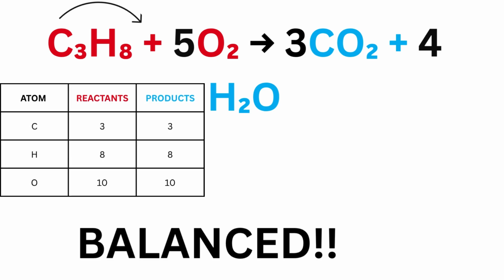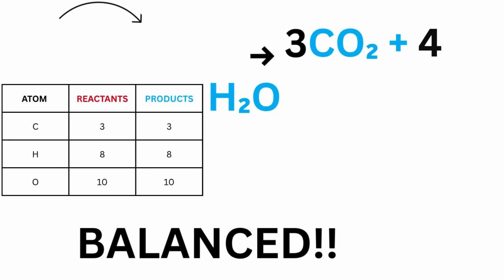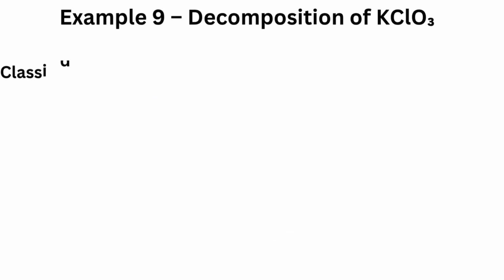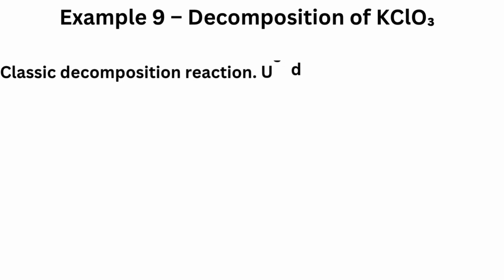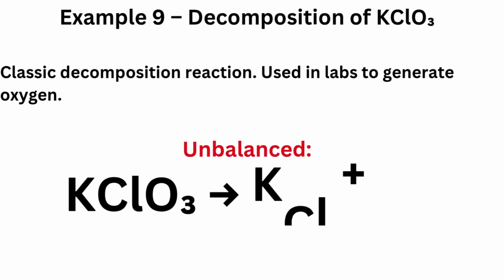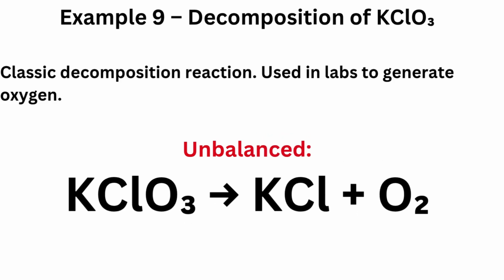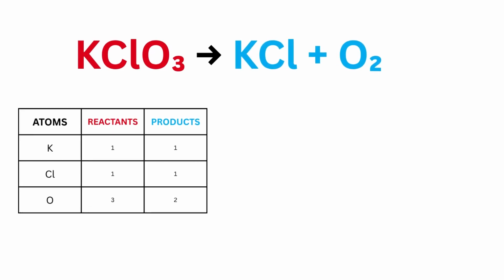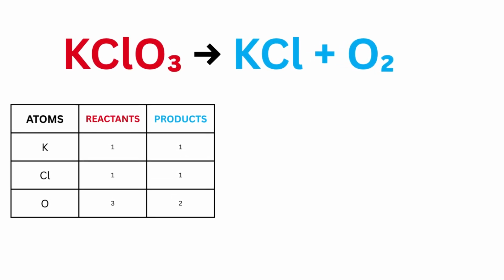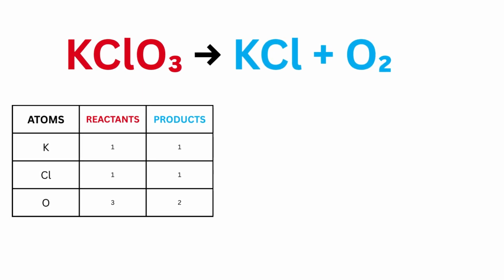This one was a bit complex, but it all becomes second nature with practice. Our following equation is the classic decomposition reaction. This one is used in labs to generate oxygen. In this reaction, potassium chlorate decomposes to form potassium chloride and oxygen. Let's balance the equation step by step. First, we tabulate the atomic totals on each side of the equation. We can see in the table that both potassium and chlorine atoms are balanced on both sides of the equation, with 1 atom of each on each side. Only the oxygen is unbalanced, with 3 and 2 atoms on the left and right side of the equation, respectively.